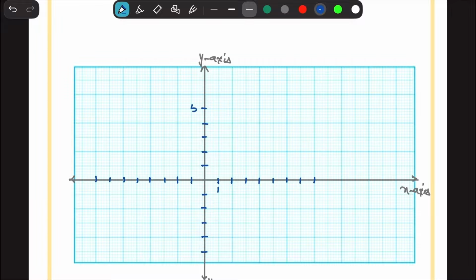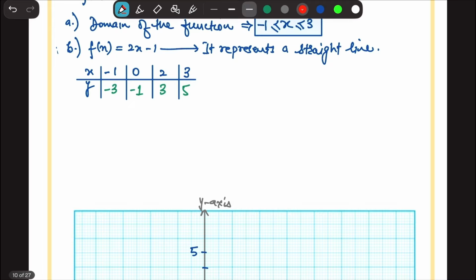Okay, so let's mark this as 5. This one is also 5. This is minus 5, and this is minus 5. Okay, so positions are quite clear to us. Now one by one I will plot the points.